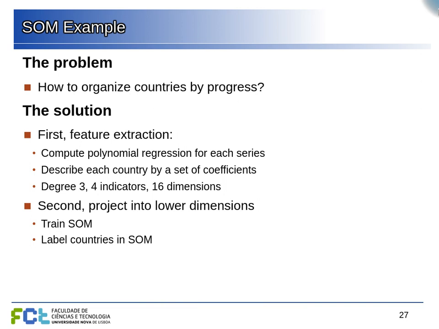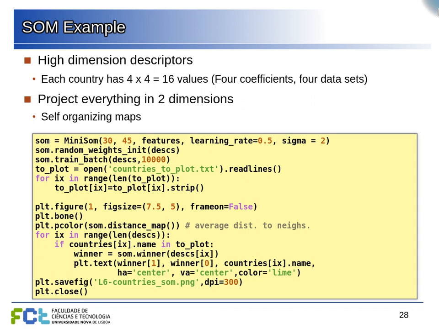into 2 dimensions. The same thing we did with the colors, but instead of going from 3 to 2 dimensions, we're going from 16 to 2 dimensions, but the idea is the same. So we create a self-organizing map with 30 by 45 neurons. We have this number of features, the 16 features. Our descriptors are descriptors for all the countries, and then we train the self-organizing map. Then we have these names of countries to place on the graph, and we create the figure.